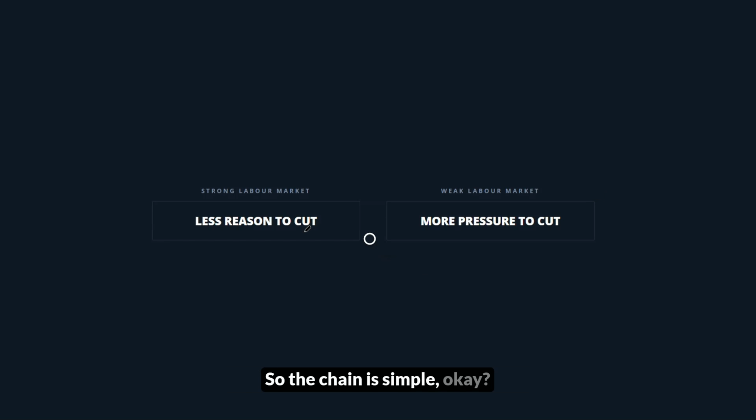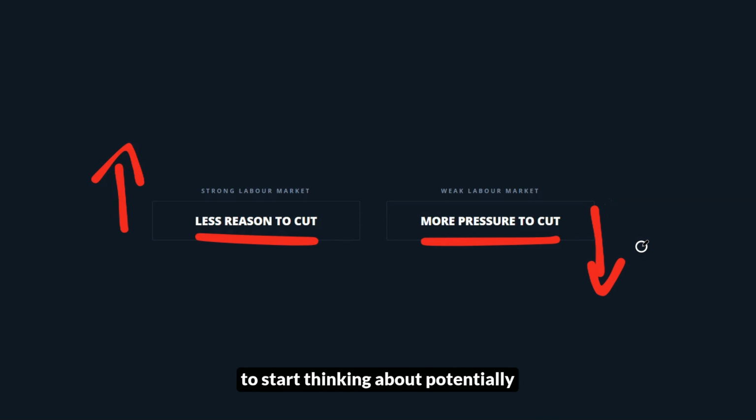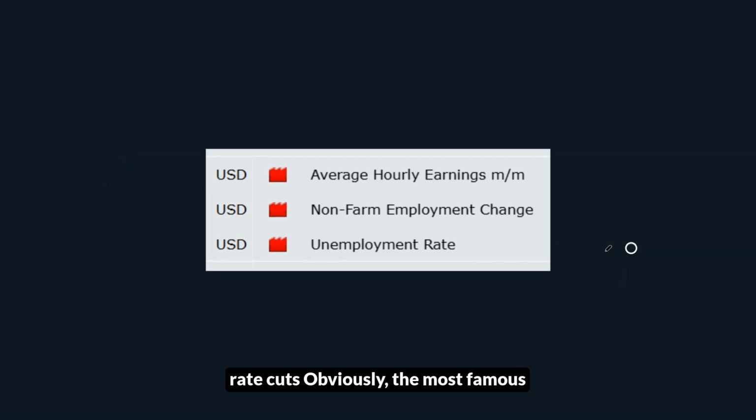So the chain is simple, okay? A stronger labor market normally gives less reason for the central bank to cut. With a strong labor market, they may potentially hike interest rates or just keep interest rates high. While with a weak labor market, that's when the central bank needs to start thinking about potential rate cuts. Obviously, the most famous labor market release in the US is the non-farm employment change, the NFP.